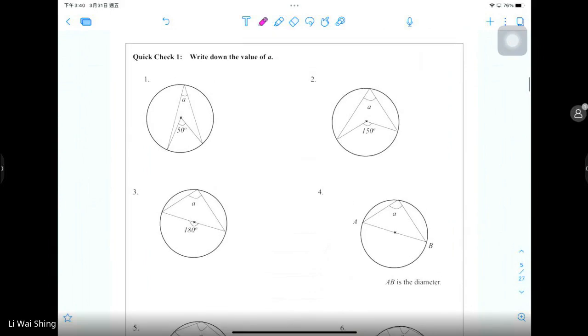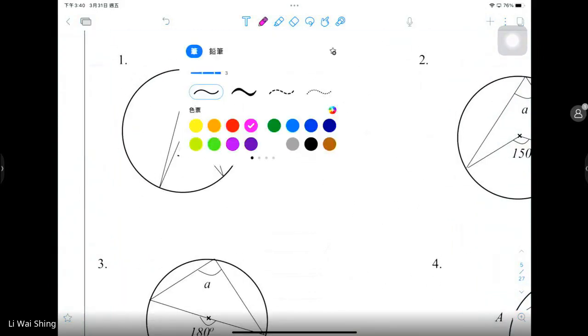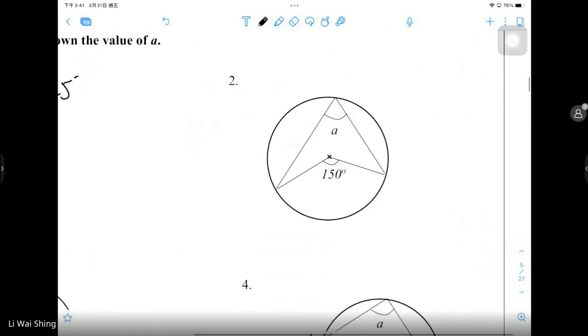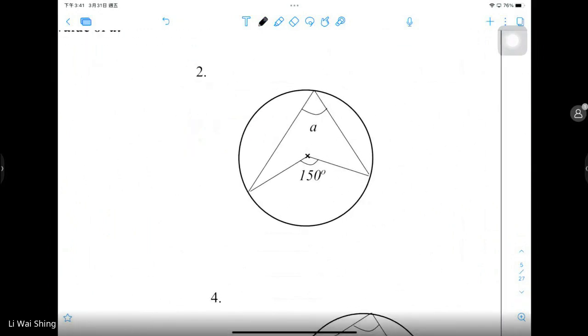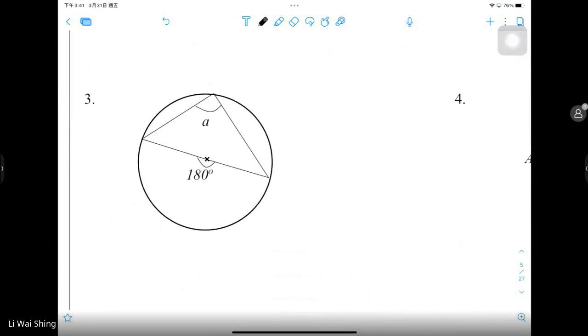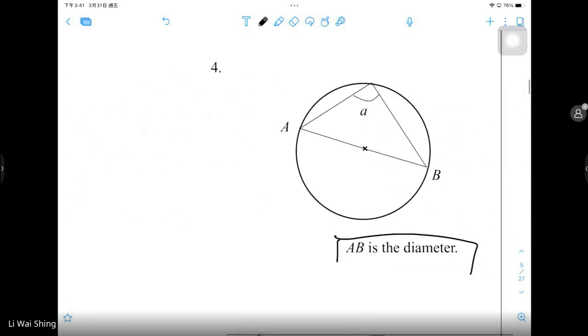All right. So for the first one, find out what is the value of A. 25. Yes. What about B? Question 2. 75. Yes, it is half of the angle at center. What about the third one? If it is 180 at the center, at the circumference how large is it? 90 degrees. All right. What about the fourth one? AB is the diameter. What is the angle size here at the center? Yeah, it is 180 because it is a straight line. So what is the value of A? 90, half of it. Very good.